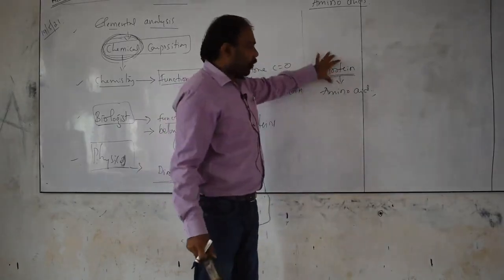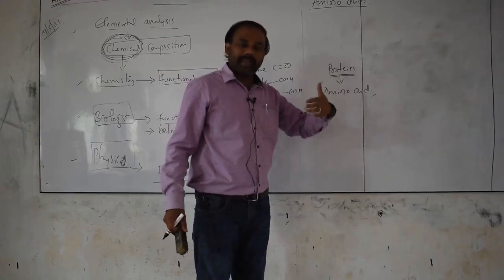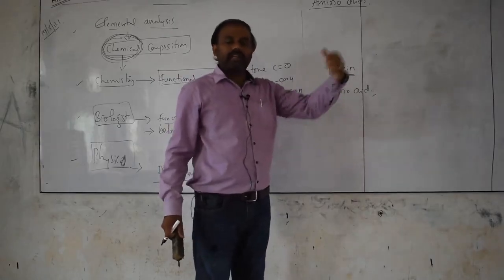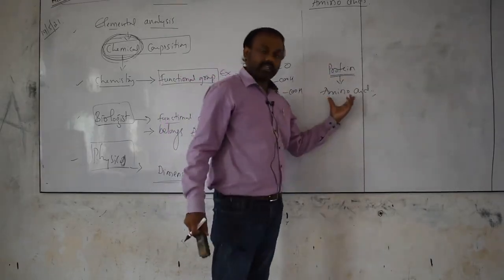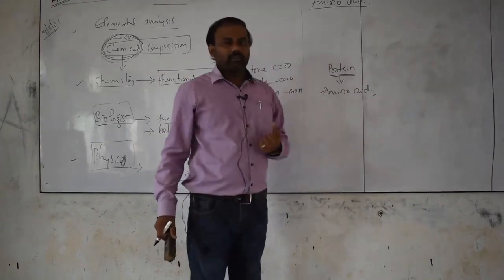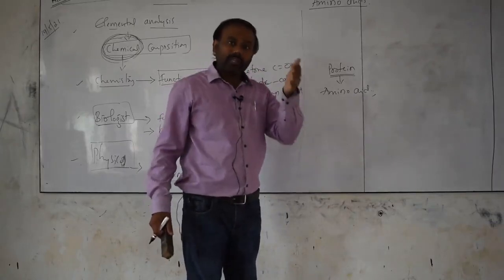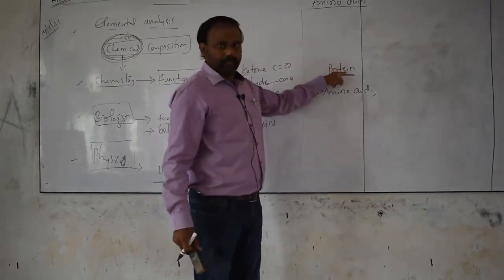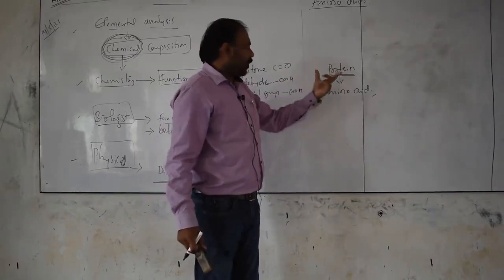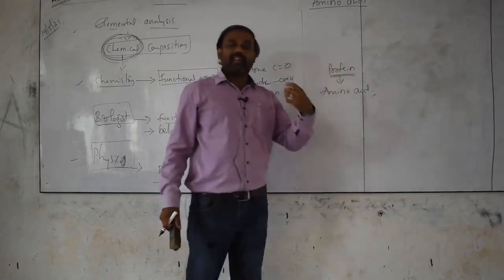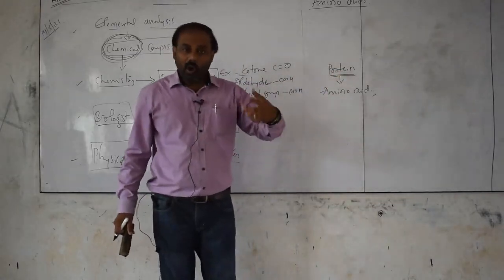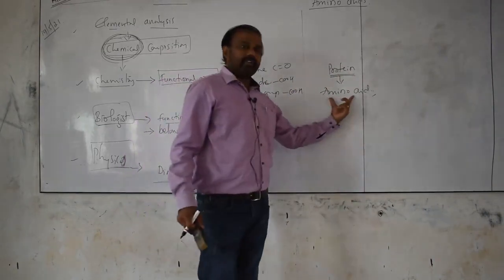When protein undergoes a series of metabolic processes, it finally becomes amino acids. So what are amino acids? Amino acids are the end product of protein metabolism. Very simple. Once again, what are proteins? Proteins are long chains, or polymers, of amino acids.